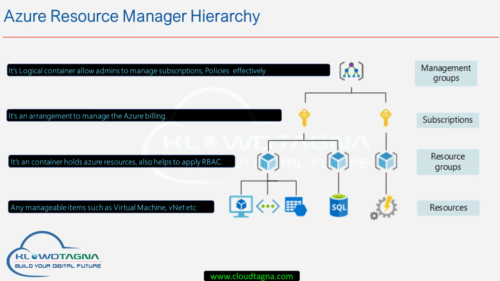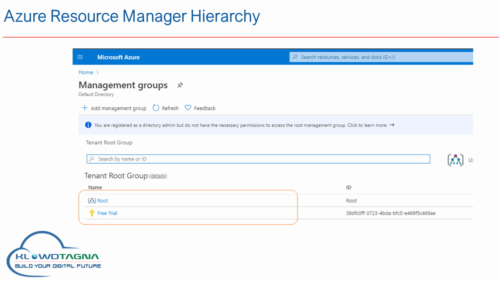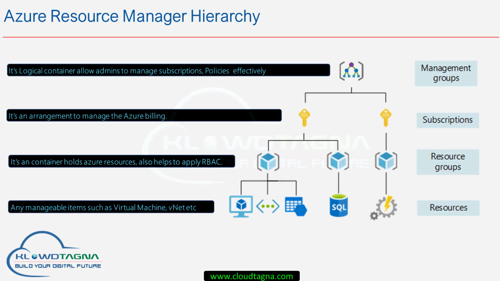It's time to understand Azure hierarchy. So this picture represents a simple Azure hierarchy. It starts from management group, your subscriptions are linked to management group, and then you have resource groups, and then you have resources. A resource group is a container that can hold the resources, and the resources are any manageable item.